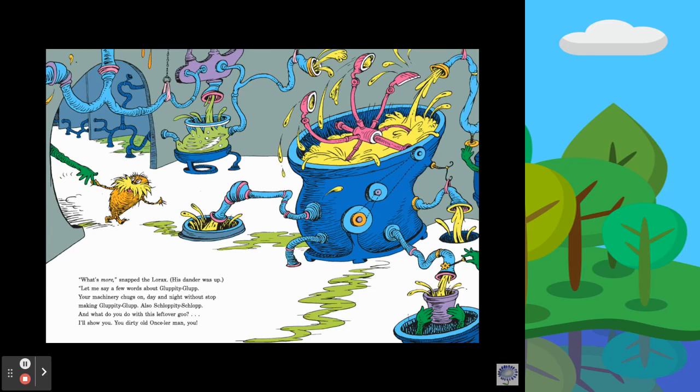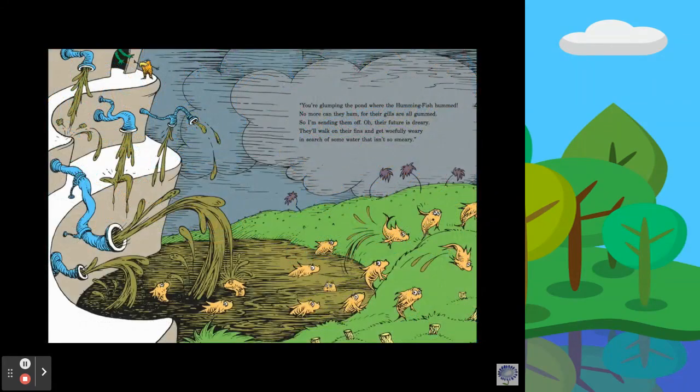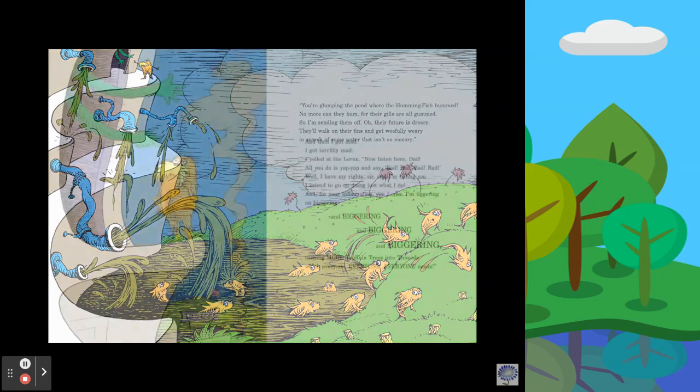Also, Sloppity Slop. And what do you do with this leftover goo? I'll show you, you dirty old Onceler man, you. You're glumping the pond where the humming fish hummed. No more can they hum, for their gills are all gummed. So I'm sending them off. Oh, their future is dreary. They'll walk on their fins and get woefully weary in search of some water that isn't so smeary.